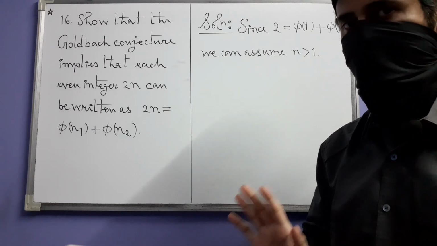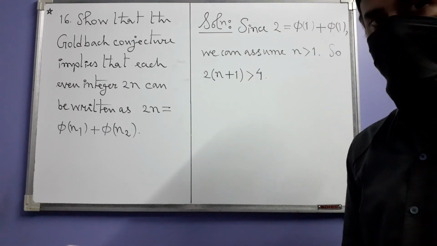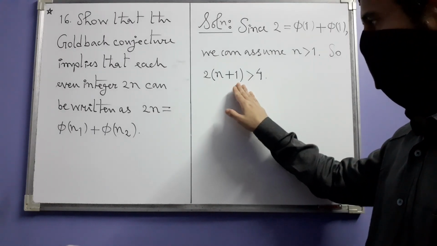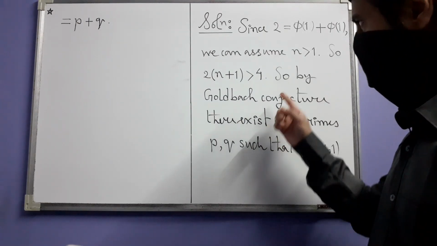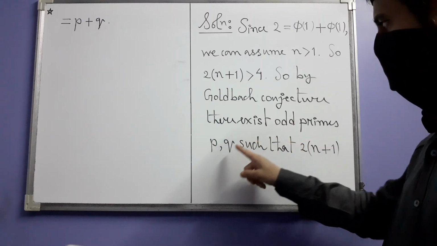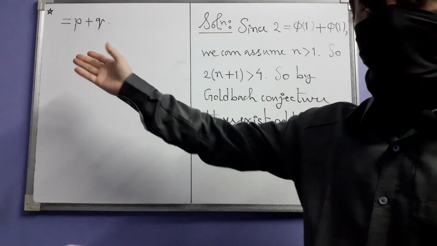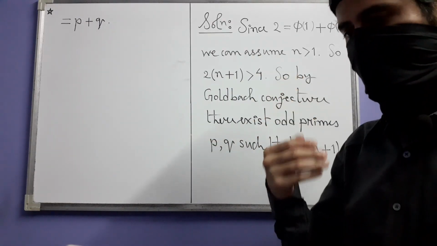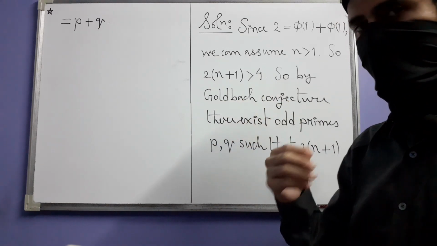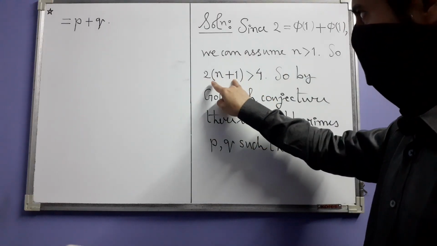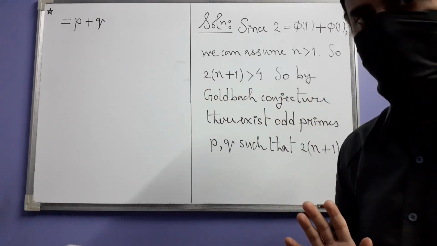That means n is at least 2. So 2 times n plus 1 will be greater than 4. Actually, if n is 2, then how much is it? 2 times 3, that is 6. And that is why by Goldbach's conjecture, there exist odd primes p and q such that 2 times n plus 1 is the sum of those odd primes. Actually, the more general formulation of this conjecture, more general than what Goldbach originally stated, is that any even positive integer greater than 4 is a sum of 2 odd primes.